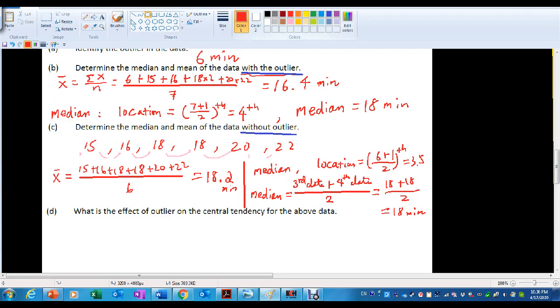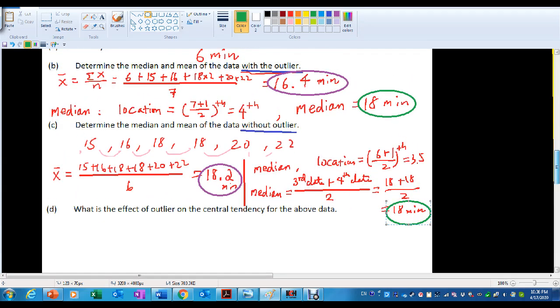State the effects of the outlier on the central tendency. Let's do the comparison again. With the outlier, the mean is 16.4; without, it is 18.2. So without the outlier, the mean becomes greater because the outlier is a smaller outlier. For the median, with the outlier it's 18, without it's 18 again, so there's no effect whatsoever on the median. But of course the outlier has significant effects on the mean.